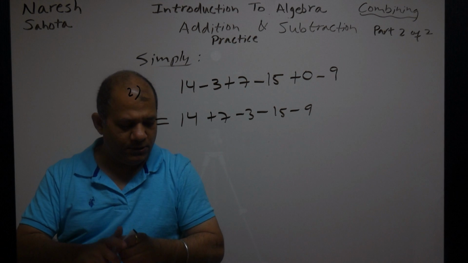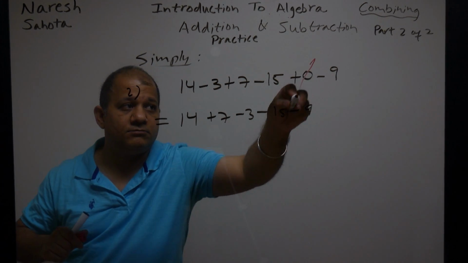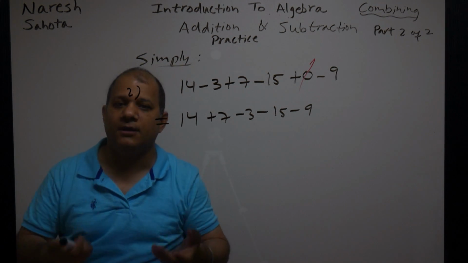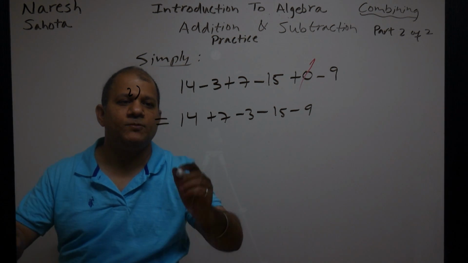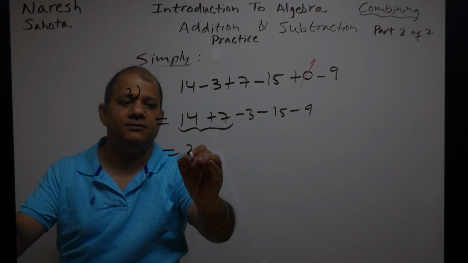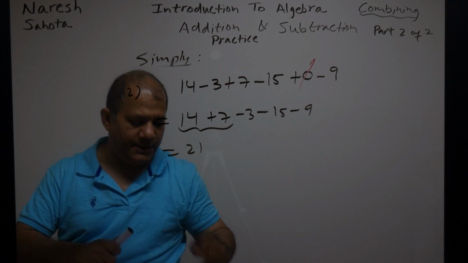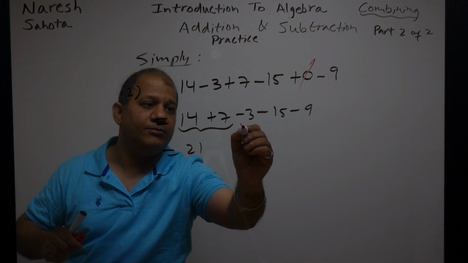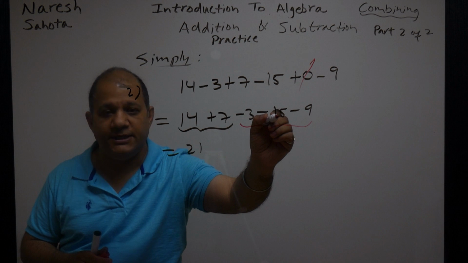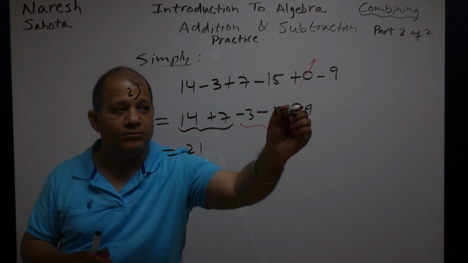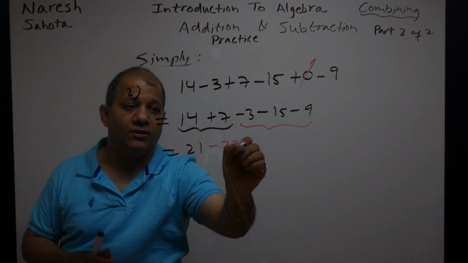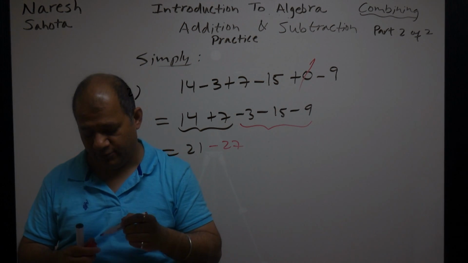And this 0, I don't need to write this 0, right? Because we learned earlier when you add 0 or subtract 0, nothing happens. It doesn't change anything. So now add the 2 positive numbers, 14 plus 7, that's 21. And now add all the negative numbers. So 3 plus 15 is 18. 18 plus 9 is 27. And they're negative. All 3 are negative, so it's going to be negative 27.